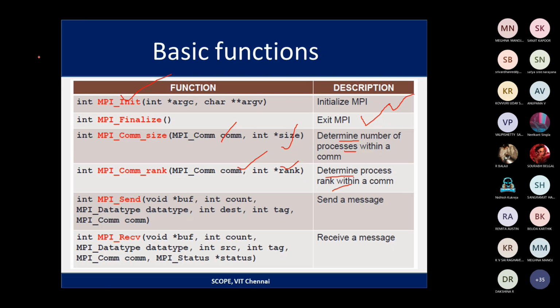Then the next function is send. Here we need to pass the parameters: the buffer, count, data type, destination, tag, and the communicator. This is for sending the message, MPI underscore send, but we need to pass all these parameters. Then the next one is MPI receive. It is for receiving the message.